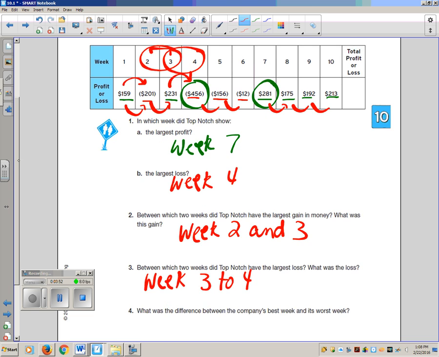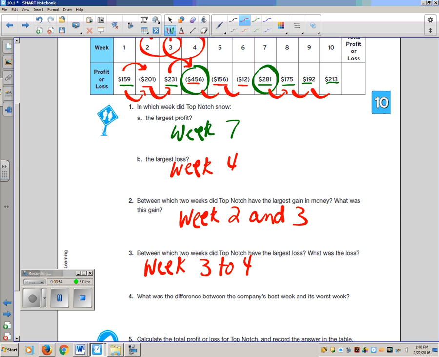We can figure this out because it's plus 231. They lost 456. If we add those together, they lost $687. It's not a good week.